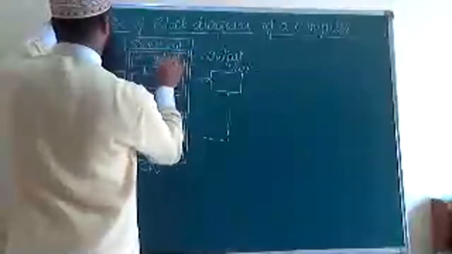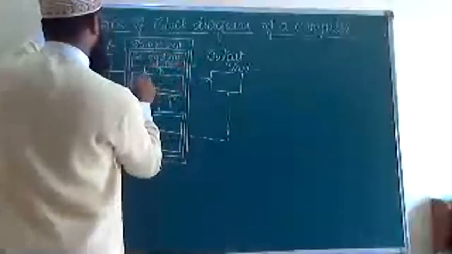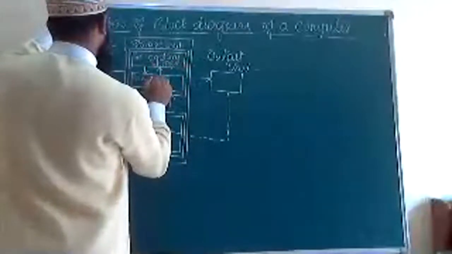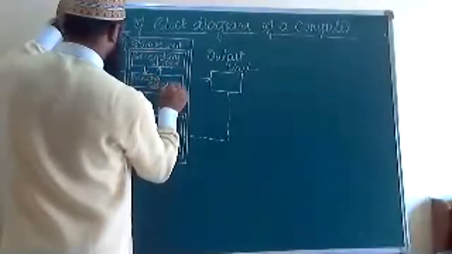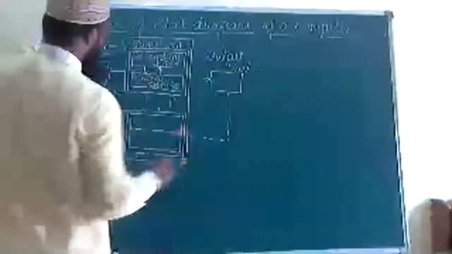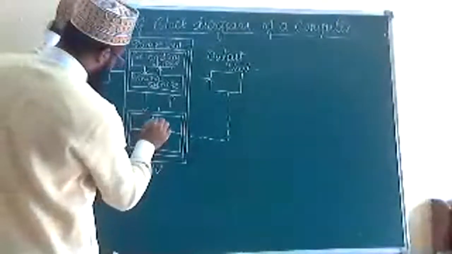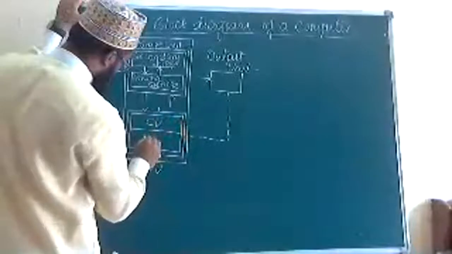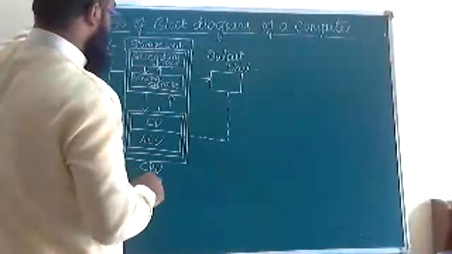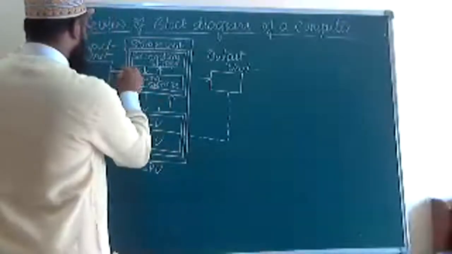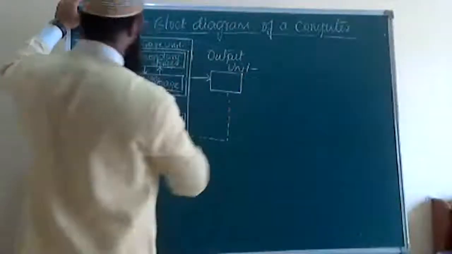Secondary storage, then primary storage, then CU. This can be called CU, that is control unit. Then this is ALU, arithmetic logic unit, like this.